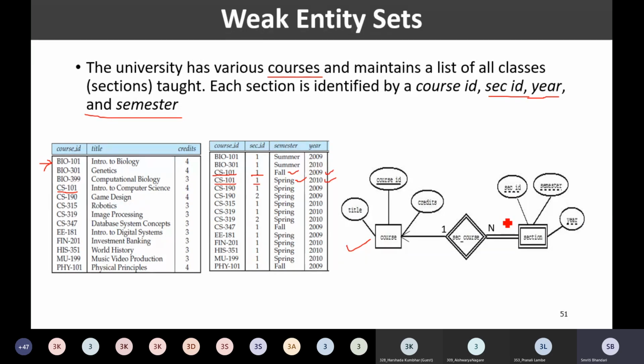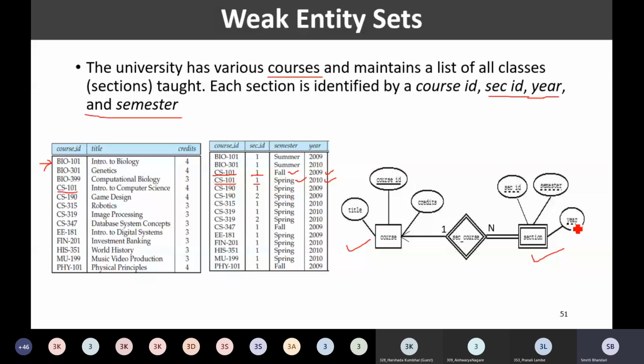Right? And as I mentioned, these sections depend upon another entity set, that is course. We say that this section is the weak entity set. It is not having its own primary key, but it depends on some other entity set for its existence. So section ID depends upon some course ID, right? Or the combination of section ID, semester, year actually depends upon some course ID.